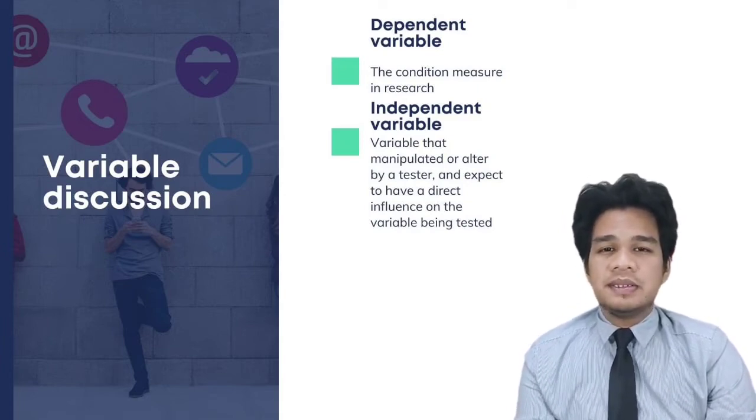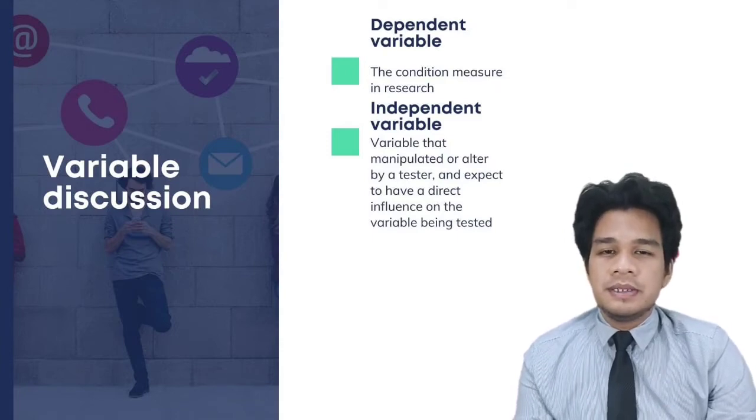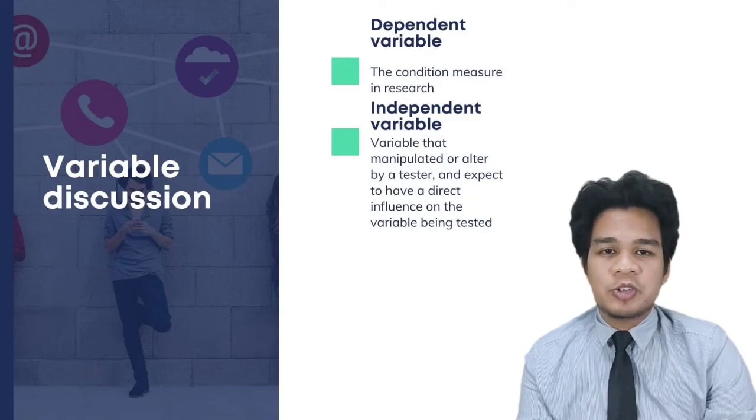Independent variable. According to McLeod 2019, an independent variable is a variable that is manipulated or altered by a tester, and it is expected to have a direct influence on the variable being tested. The independent variable is the state the researcher diversifies in this study. It is also known as a variable that can be controlled by the researcher.